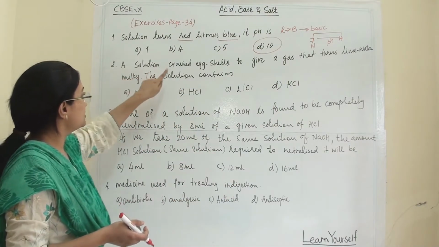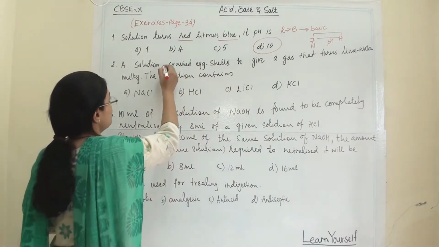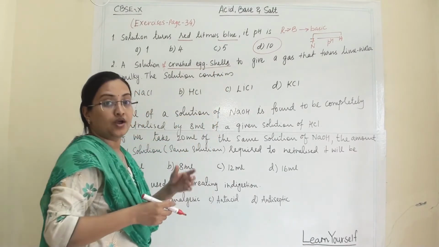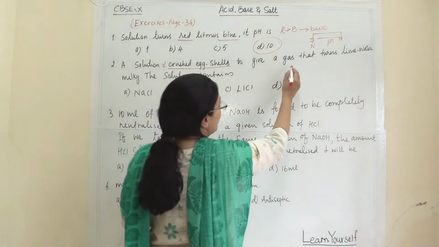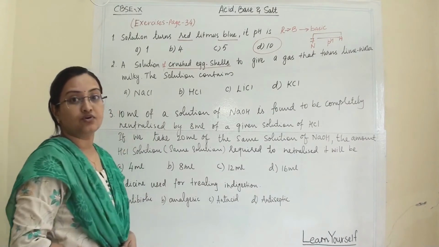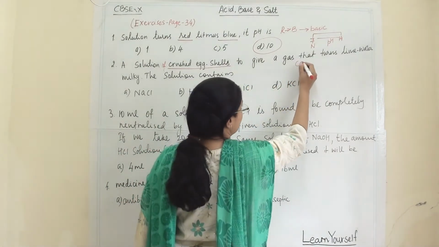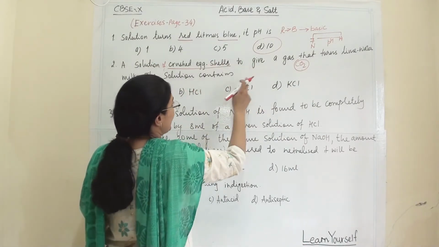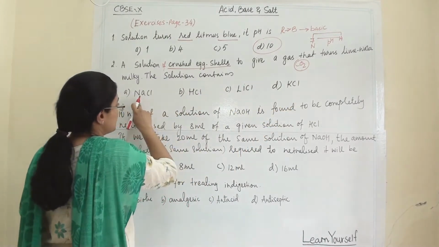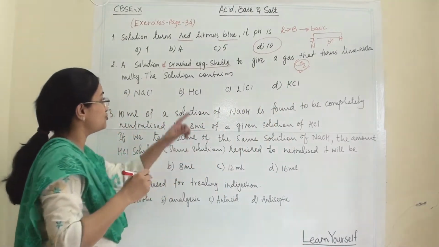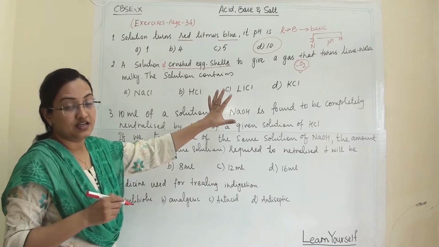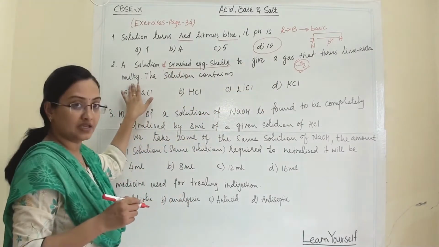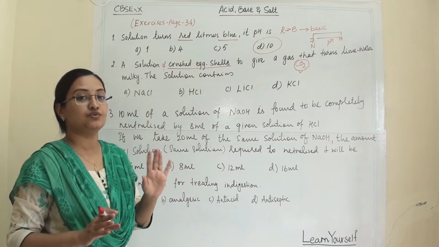The second question is: a solution of crushed eggshells gives... That means this is a solution of crushed eggshells, so it will contain calcium carbonate, to give a gas that turns lime water milky. Lime water turns milky when carbon dioxide gas is generated, and this carbon dioxide gas will turn the lime water milky. So when calcium carbonate reacts with which substance will it give us carbon dioxide gas? It has to be an acidic substance, it has to be an acid. Then only calcium carbonate will react with it and carbon dioxide will be evolved, which will turn lime water milky, because carbon dioxide is the only gas which turns lime water milky.